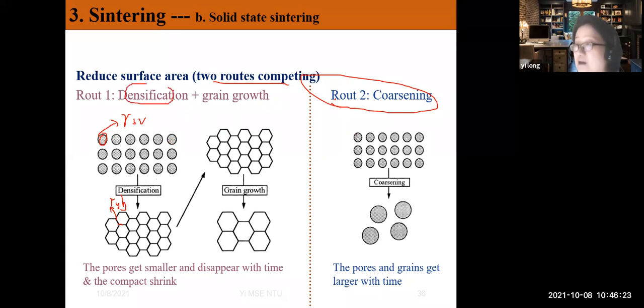So we have to make sure the design of your experiment ensures route 1 dominates if you want densification. This is very important. That's what we put here: the pores get smaller and disappear with time, and the compact shrinks. But in this other case the grains become bigger and bigger, and in the end it leaves a lot of holes, becoming a porous structure.